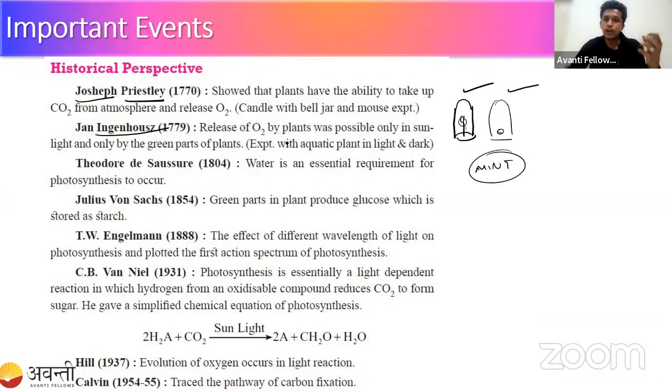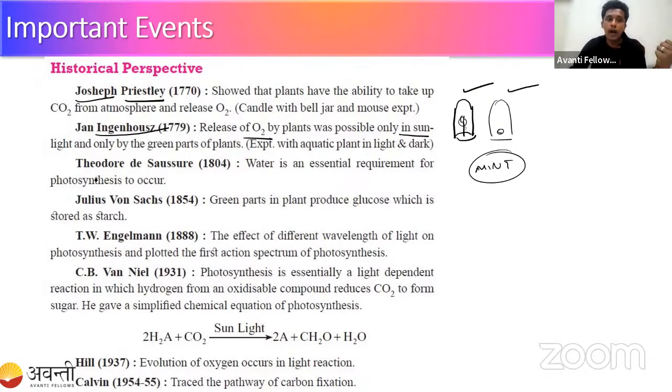He says that only in the presence of sunlight can you expect the production of oxygen. So how did he prove that? He uses the same experiment, but he uses aquatic plants. So in the jar, when he placed an aquatic plant, when the light was present, he could see the air bubbles around the leaves of these aquatic plants. So he understood that these bubbles that are produced by these leaves are nothing but oxygen molecules.